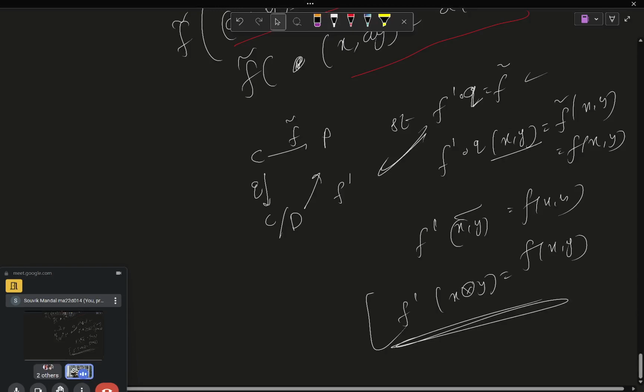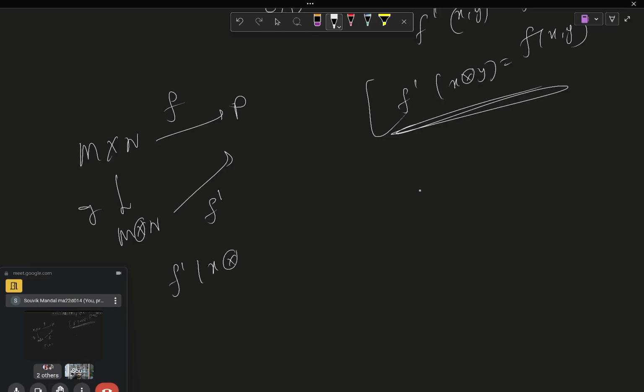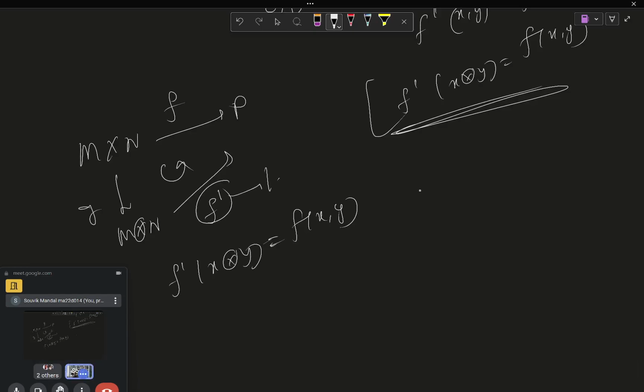This means that we have this small a, and we have m tensor n and g. Then this map f tilde, that is f tilde of x tensor y, is nothing but f of x comma y. So that diagonal commutes, and obviously this map f dash is linear by obvious reason. So that's the first portion of the property. Do you understand? Yes.